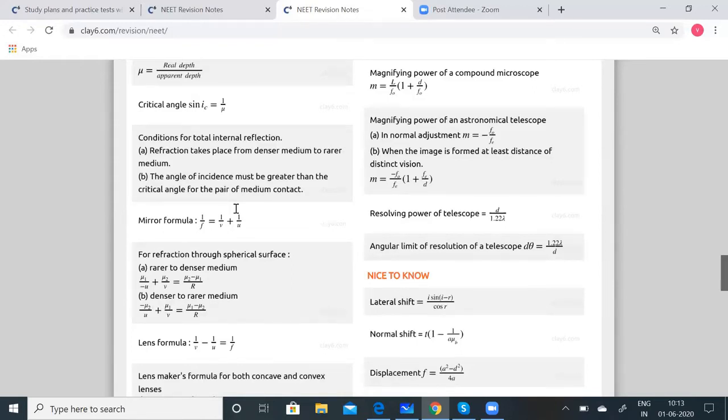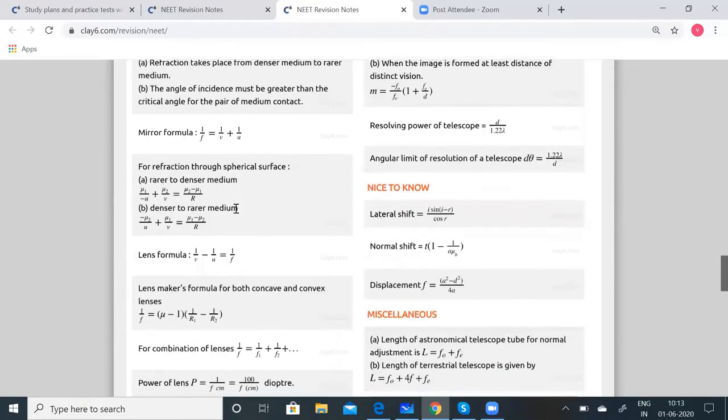You have two lenses, the astronomical telescope and compound microscope, you know that. The lens which is now going to be near the eye is called the eyepiece, and the lens which is now going to be near the object is called the objective. So the focal length of the objective lens is FO and the focal length of the eyepiece lens is FE. The resolving power of a telescope is equal to D by 1.22 lambda. Angular limit of resolution for a telescope, d theta, is equal to 1.22 lambda by D.